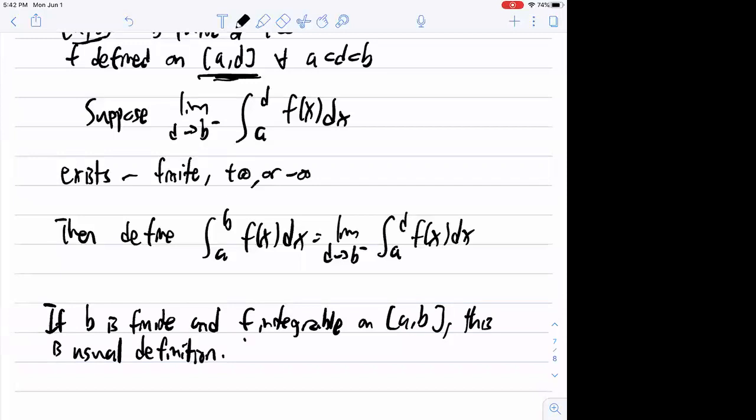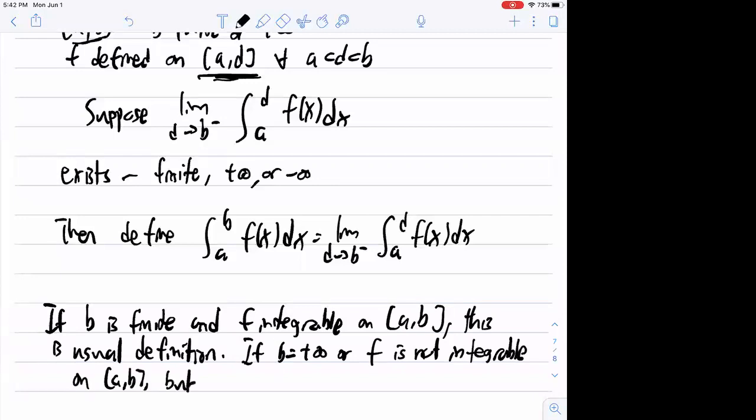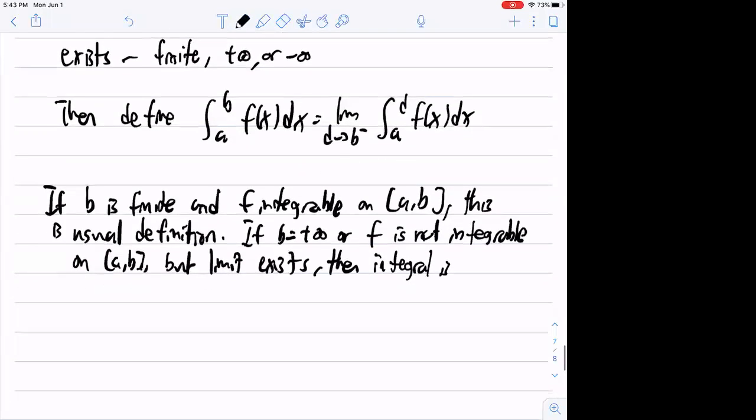And then if B is positive infinity or f is not integrable on AB, but the limit exists. Here, by limit exists, it's okay to be infinite. Then we say that the integral is improper.